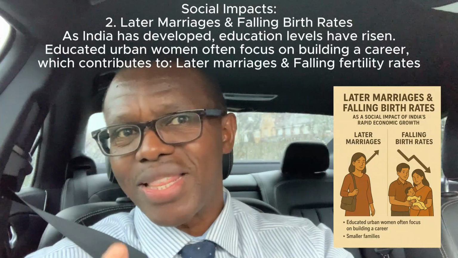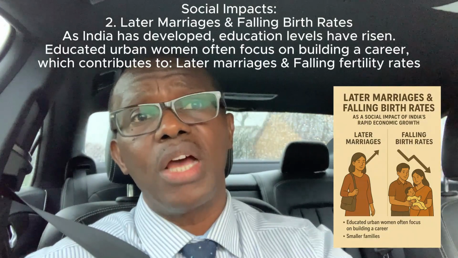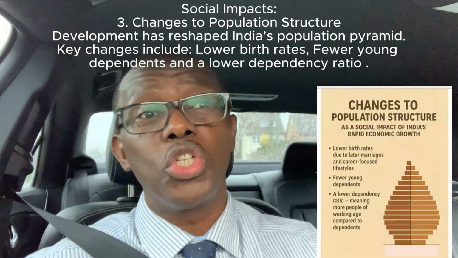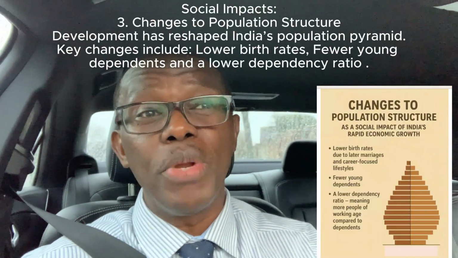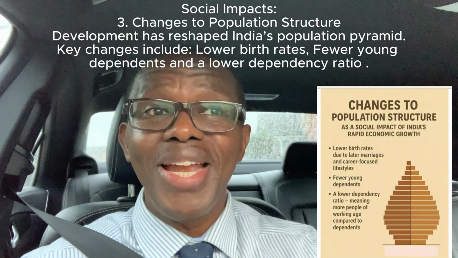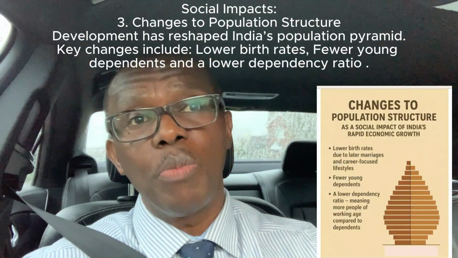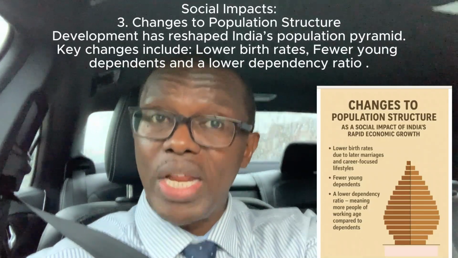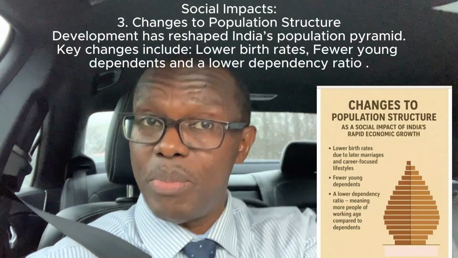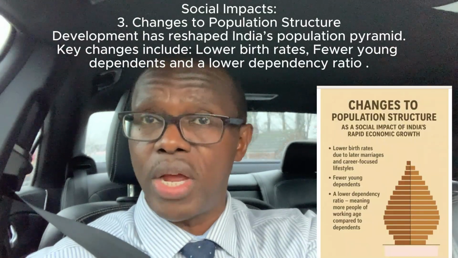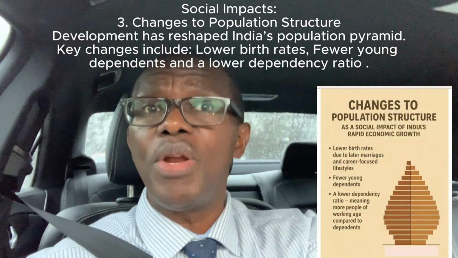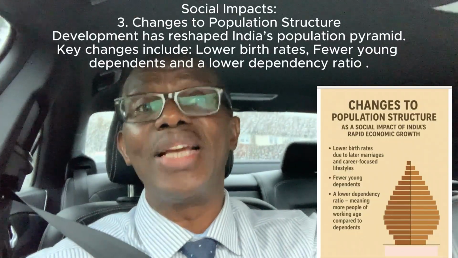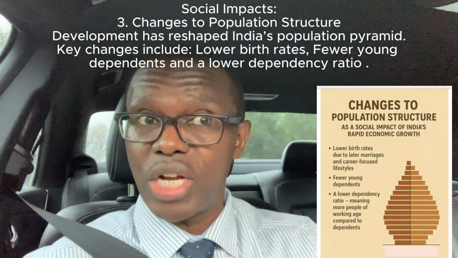Now, that then leads us to the third social change that has taken place in India. And the third social change is a change in the population structure of India. Now, when we are talking about population structure in geography, we normally look at population pyramids of a country, or the population pyramid of a country. And the population pyramid of India, for example, now has a declining birth rate for the reasons that we've just talked about.